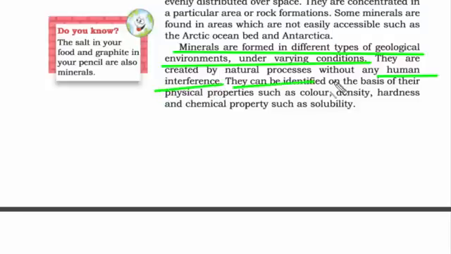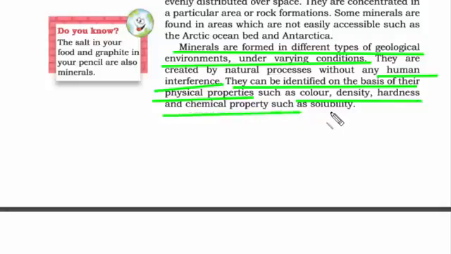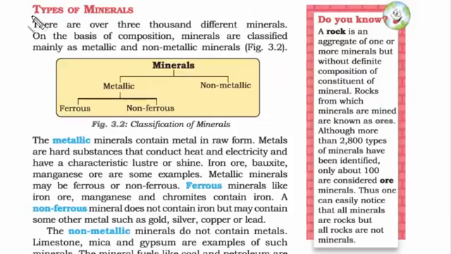They are natural. Now it is very important to identify the minerals, because otherwise you will not make proper use of them. We need to identify them with the help of physical properties like color, density, hardness and other chemical properties such as solubility. Now let's understand the different classification of minerals. We have more than 3000 types of different minerals. But to classify them, we need to understand their composition. So broadly, minerals are classified into two categories, metallic and non-metallic.